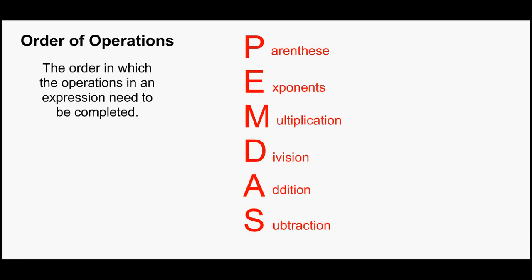In our next lesson, we will evaluate expressions using the order of operations. The order of operations is used so that everyone evaluating the same expression will have the same answer. Many remember the order of operations using a simple acronym called PEMDAS. P-E-M-D-A-S stands for parentheses, exponents, multiplication, division, addition, and subtraction.